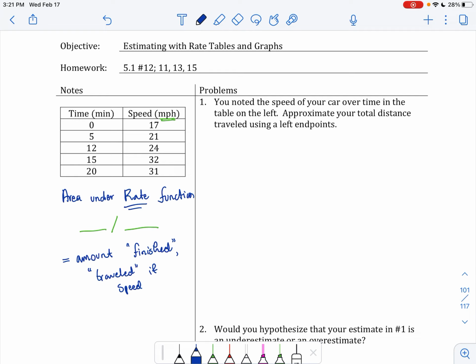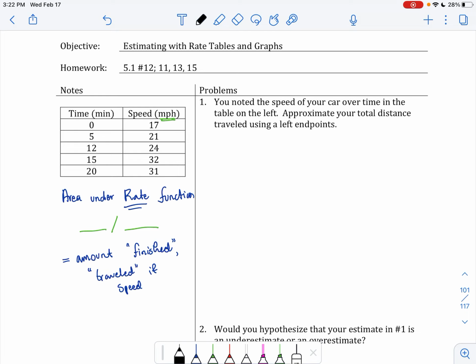All of these things are, as long as you have a rate function, you can find, all right, if I know the rate that a machine was making pasta, I can say how many pounds of pasta were made in this time frame if I know the rate at which the machine is working. Same thing here. If I know the speed the car is going, I can estimate the total distance traveled by finding the area under that function.